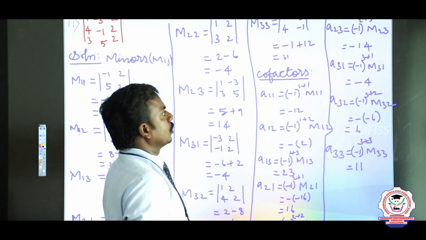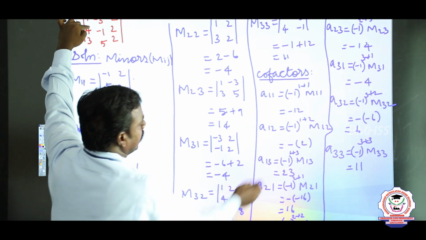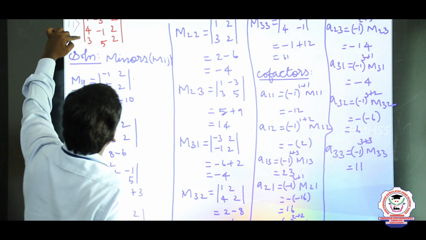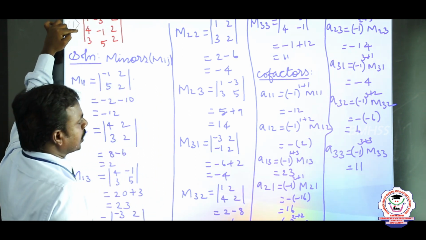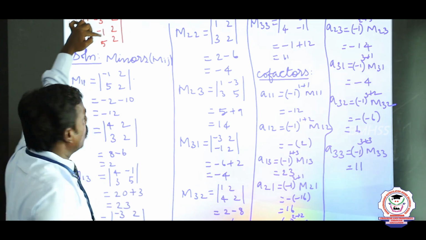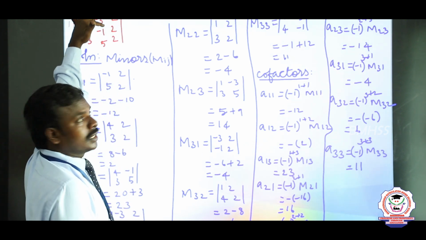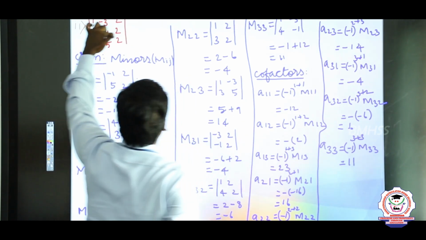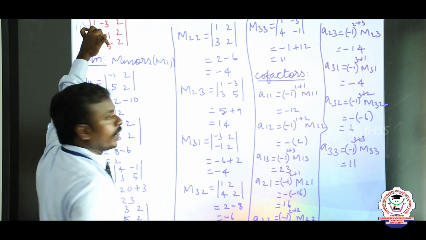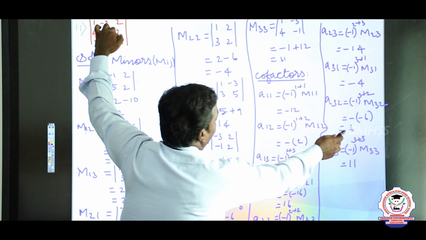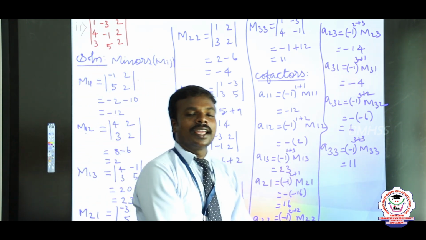From this, the cofactors: cofactor of plus 1 is minus 12, cofactor of minus 3 is minus 2, cofactor of plus 2 is 23, cofactor of plus 4 is plus 16, cofactor of minus 1 is minus 4, cofactor of plus 2 is minus 14, cofactor of plus 3 is minus 4, cofactor of plus 5 is plus 6, cofactor of plus 2 is plus 11. So these are the required answers.